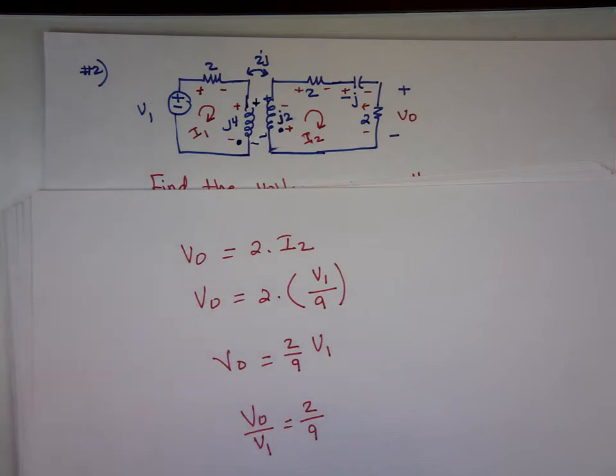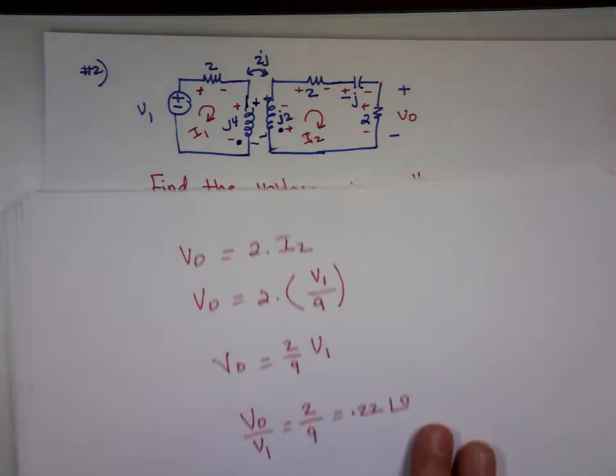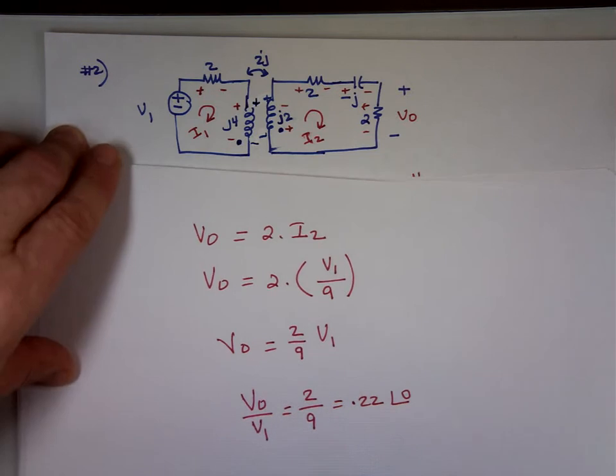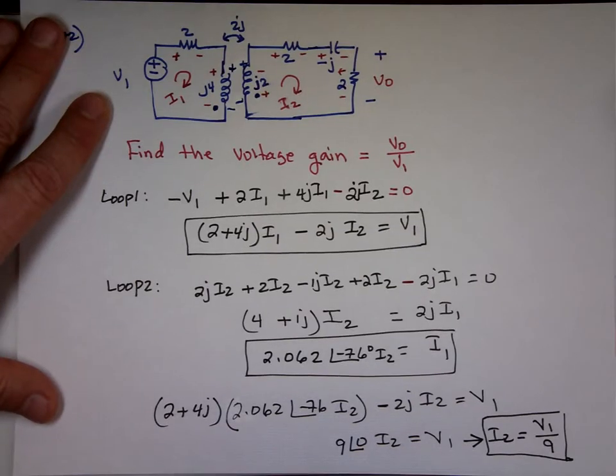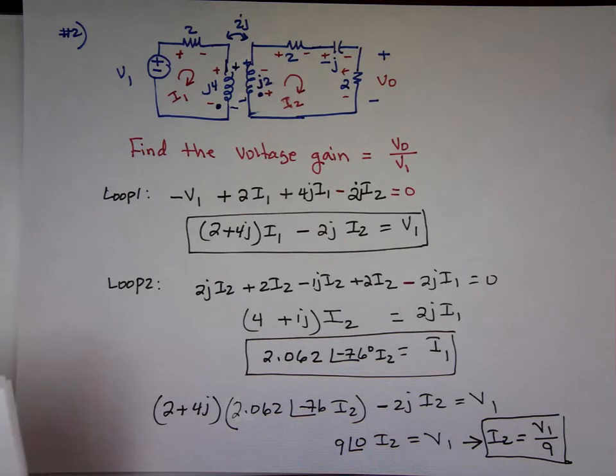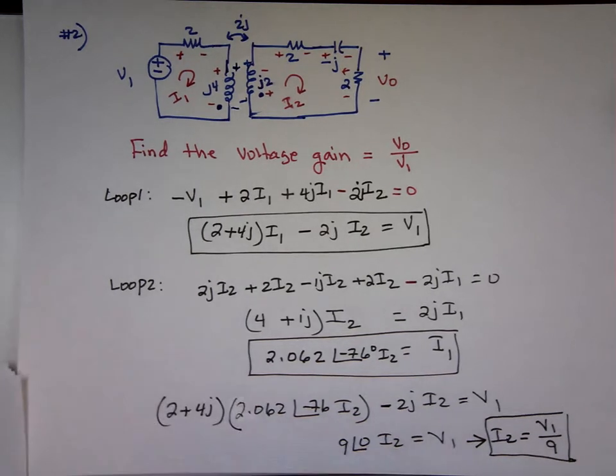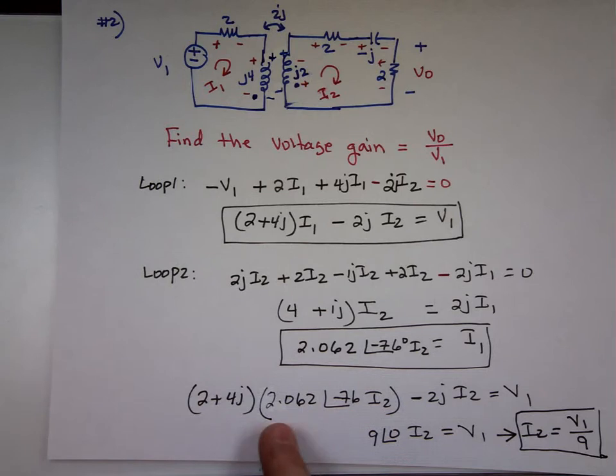What is 2 divided by 9? 0.22 angle 0 if you want to. So they are going to be in phase. It's going to be 2/9 of the value. Again, unless I made a mistake multiplying these numbers, I'll double check them just to make sure.